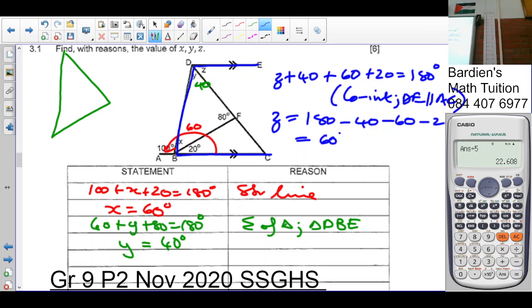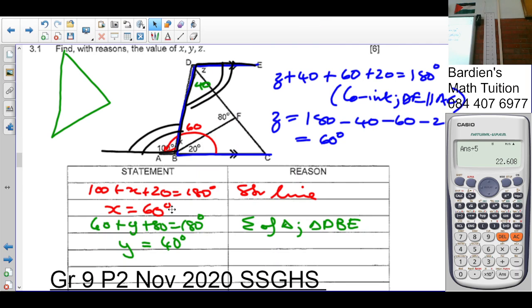60. Yeah, 60. Okay, you all okay with that? Bianca, you okay? Yes. And what are you using there? Alternates. He's asking, can you say z plus 40 is equal to 100? Alternate angles? The answer is yes.